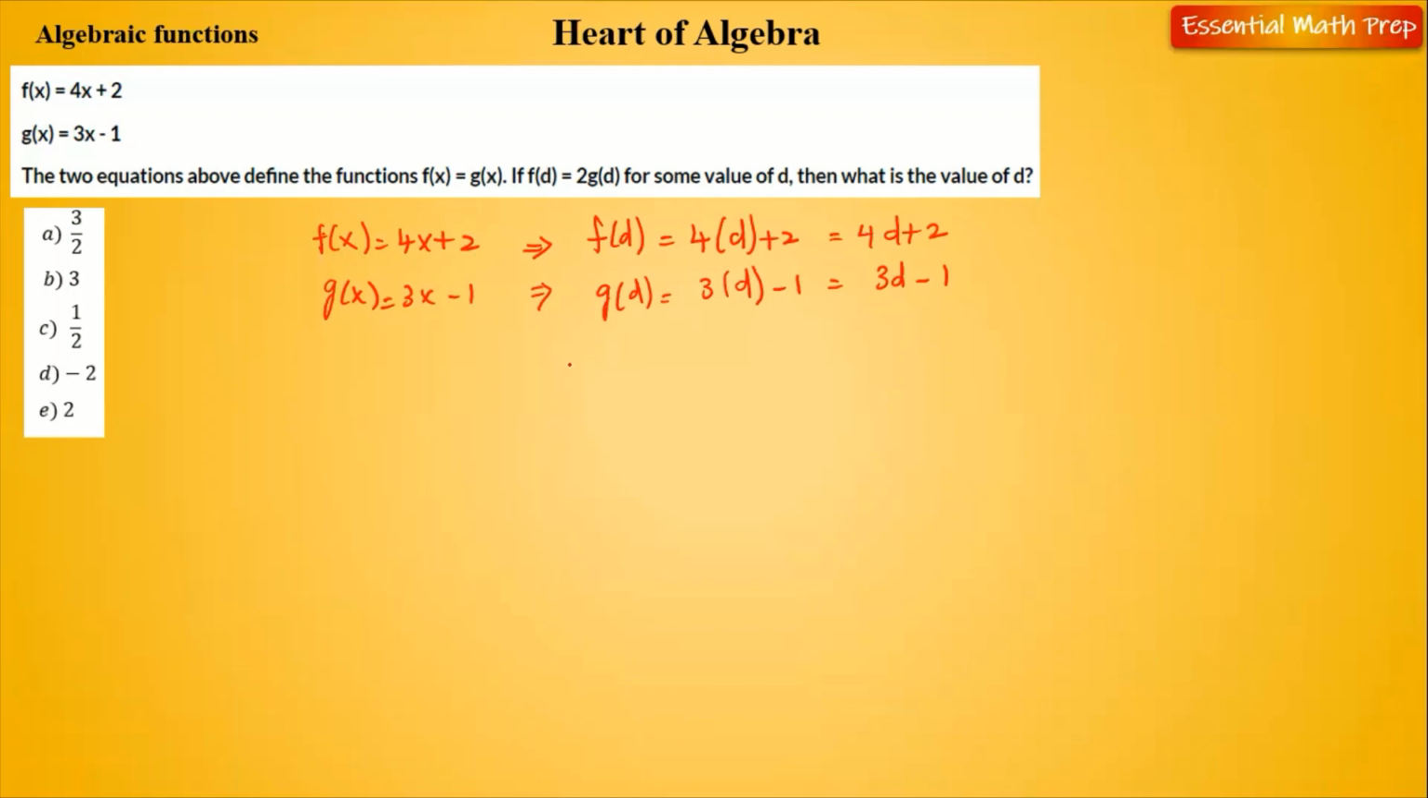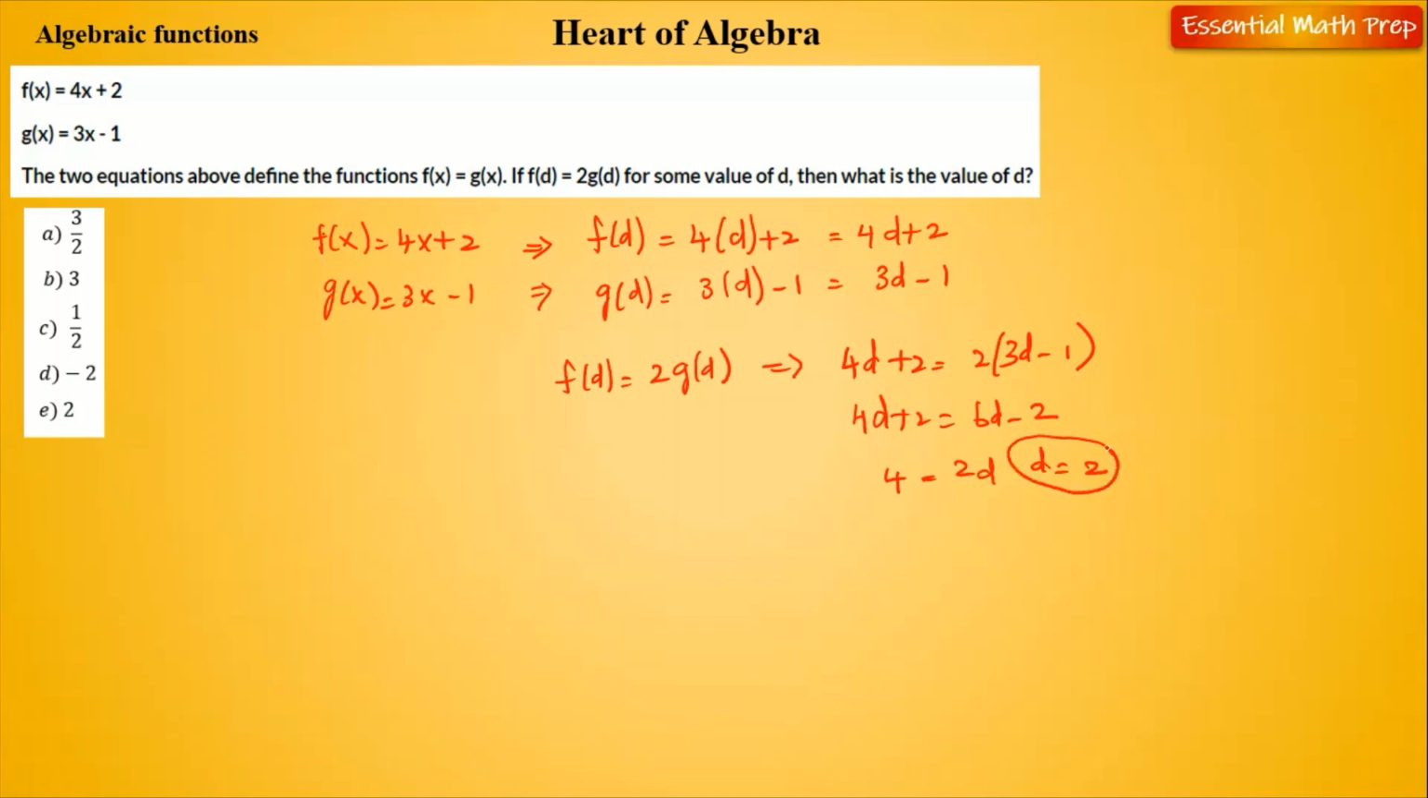All you have to do is equate f of d equals 2 times g of d. That means 4d plus 2 equals 2 times 3d minus 1. So 4d plus 2 equals 6d minus 2. Well, you can bring the d to one side and the numbers to the other side, which leads to 4 equals 2d, and d equals 2. So the answer choice is D.